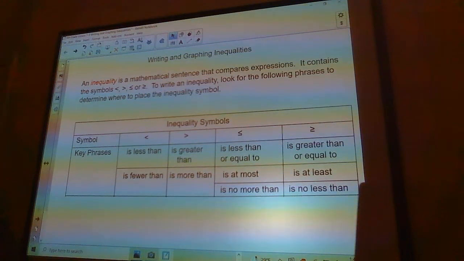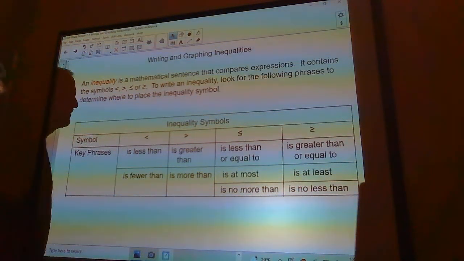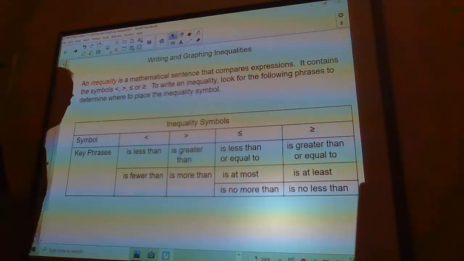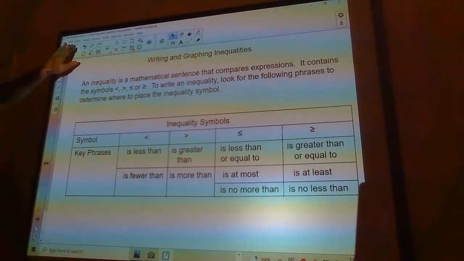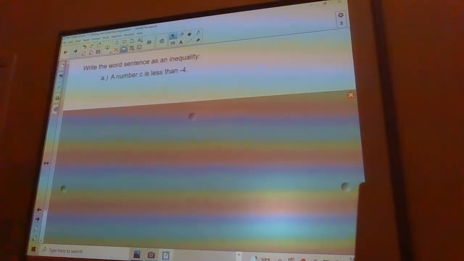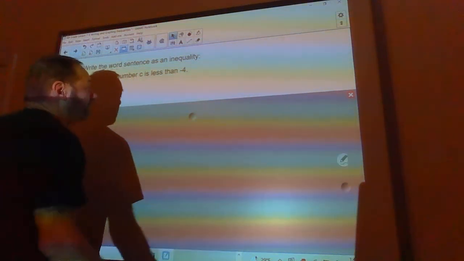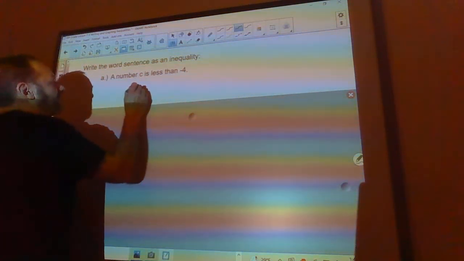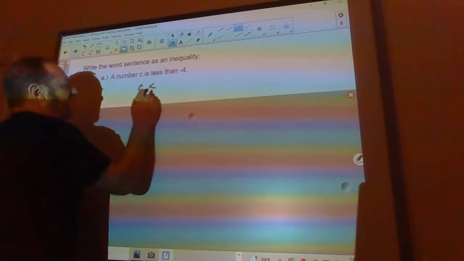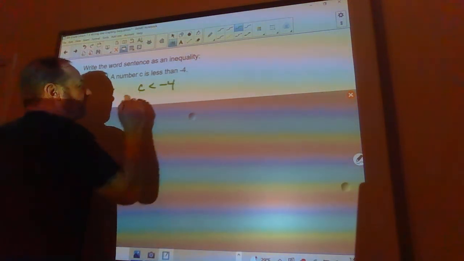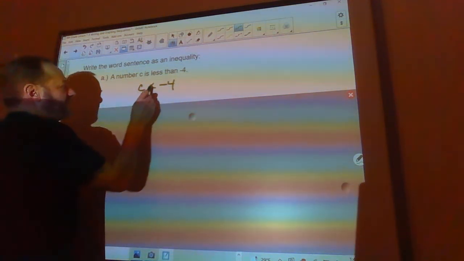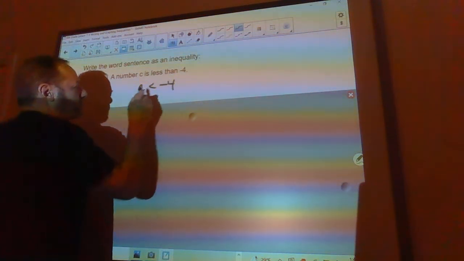Okay? So I would study that chart just a little bit. Make sure that you understand which symbols go with which words. And generally, if you stop to think about it for a second, you can figure those out yourself, even if you forget them. Okay, a number C is less than -4. So we're going to write this: C is less than -4. Remember, the little number eats up the big number, so the mouth is open towards the bigger number.